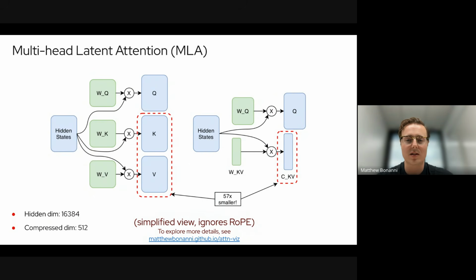The reason that it's not 64 is because what you see in this graph here is a little bit of a simplified view. It's ignoring stuff like RoPE, which has to be handled in an interesting way in MLA. But if you are interested to see the full computational graph with all the details, I'll just plug my own little web app there at the bottom, which is a nice tool for visualizing all these different attention mechanisms.